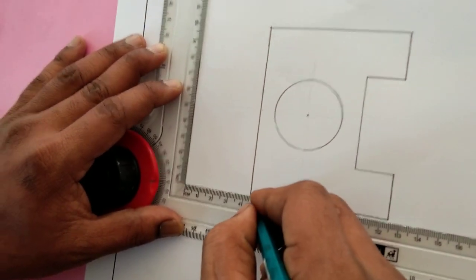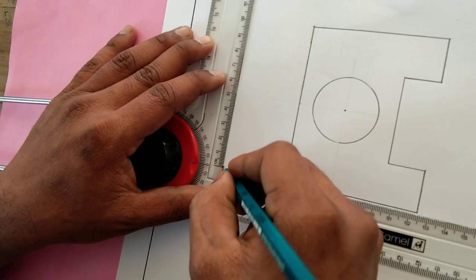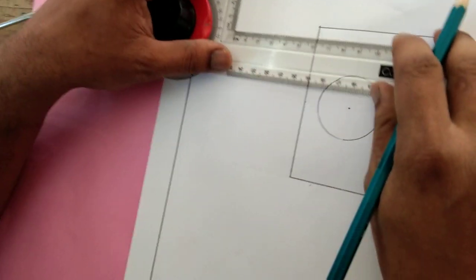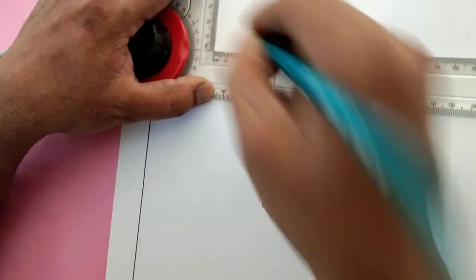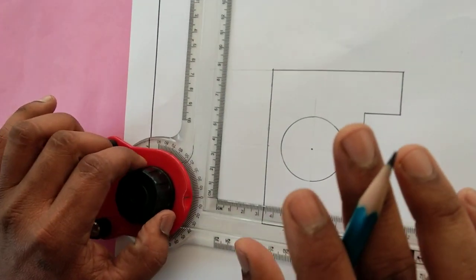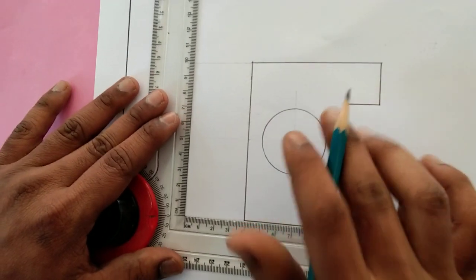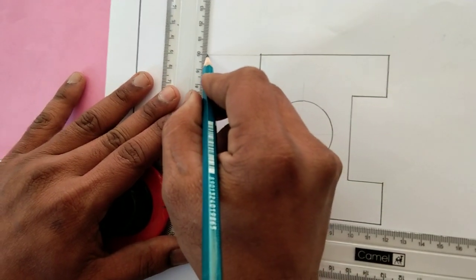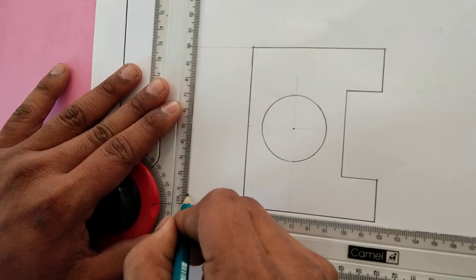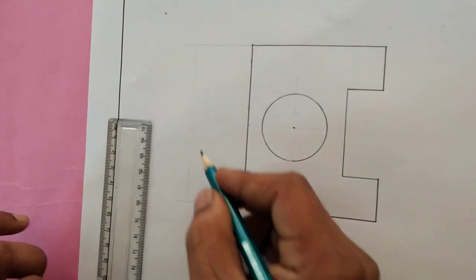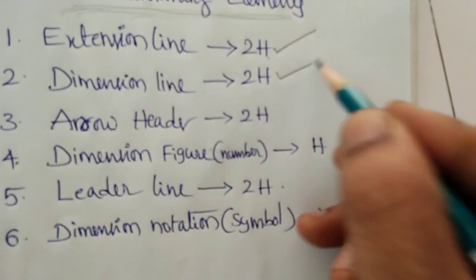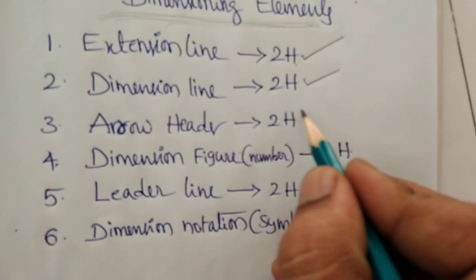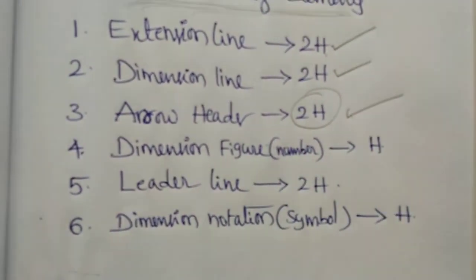Always extension line must be perpendicular to the main line. So this is the first end. Similarly, you can take any dimension for extension line, but the dimension must be greater than 1 centimeter. So next step, we can draw the line parallel to the dimensional line, and it connects both the extension lines. So this one also with 2H pencil. Second step, constructing the dimension line. Then after that we can construct the arrowhead with 2H pencil also.